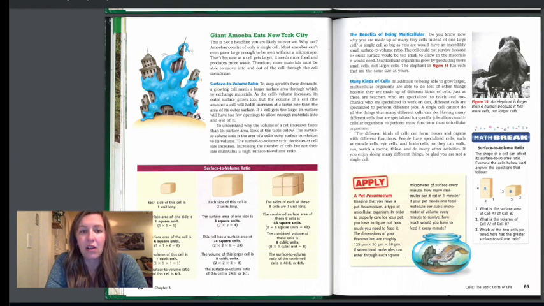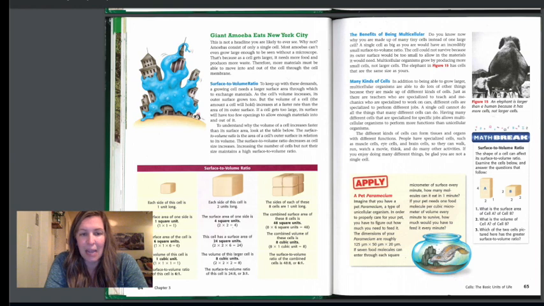But the volume of a cell, the amount a cell will hold, increases at a faster rate than the area of its outer surface. If the cell gets too large, its surface will have too few openings to allow enough materials in and out. To understand why the volume of a cell increases faster than its surface area, look at the table below. The surface-to-volume ratio is the area of a cell's outer surface in relation to its volume. The surface-to-volume ratio decreases as the cell size becomes larger. Increasing the number of cells, but not their size, maintains a high surface-to-volume ratio.